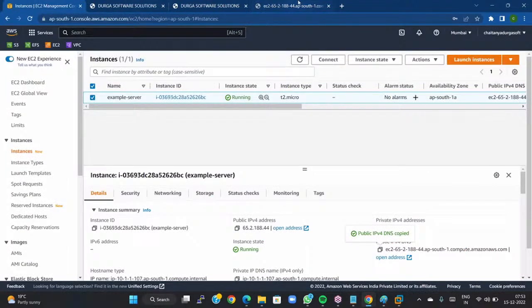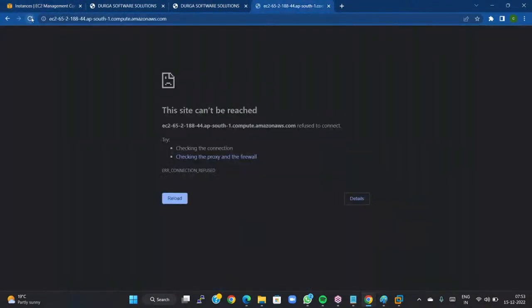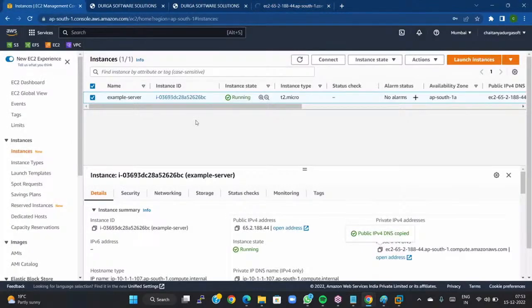So you will be able to access your website. Just wait for a while. You can access it. Why? Because we have provided the data inside the server. Whenever the server is installing, automatically the data has to get executed.